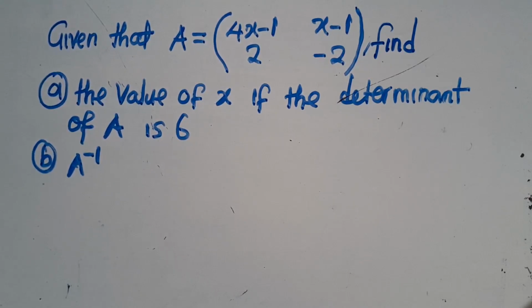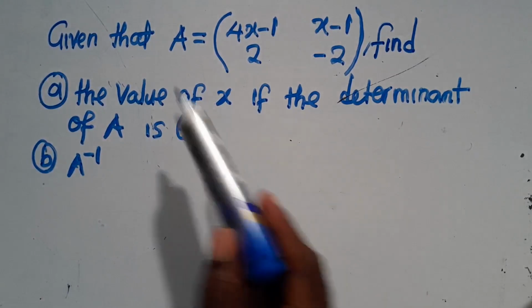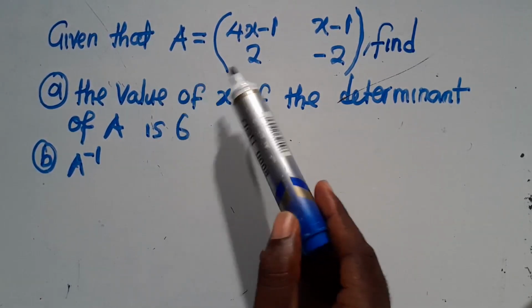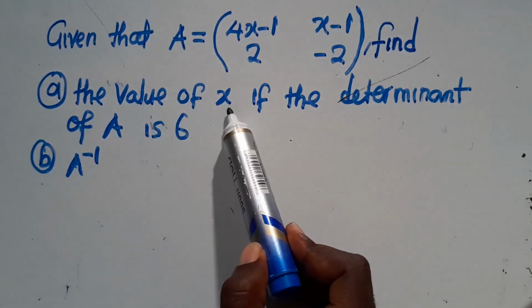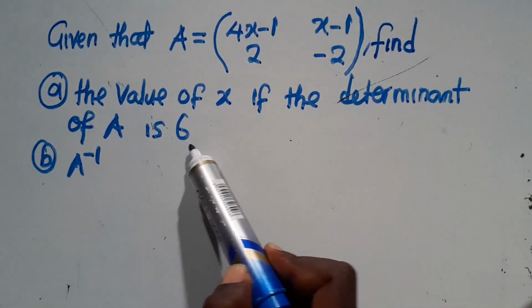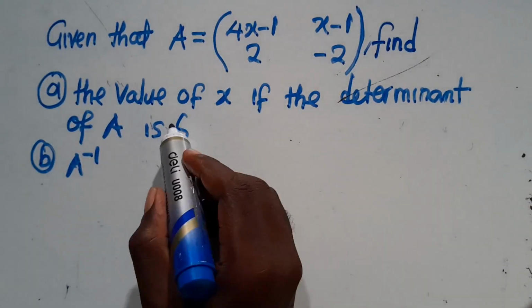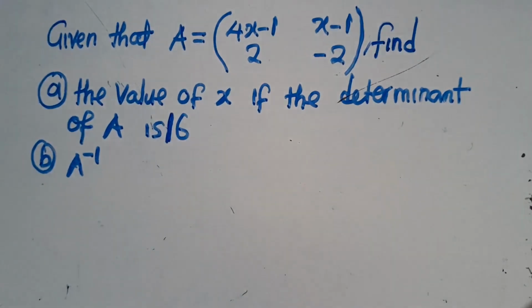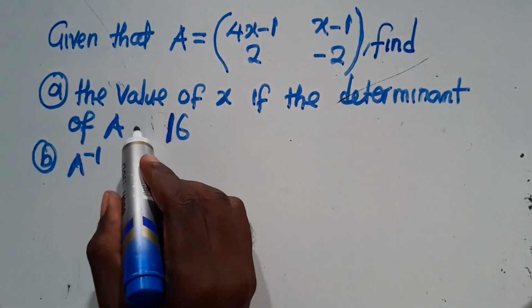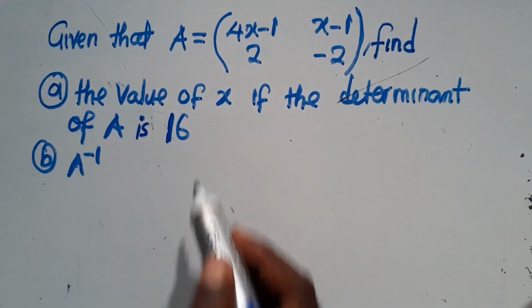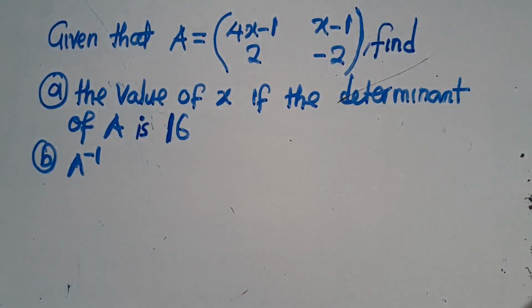So the question is saying, these are matrices. Given that A is equal to this matrix, find the value of X if the determinant of A is 16. So if the determinant of matrix A is 16, how can we answer this particular question?